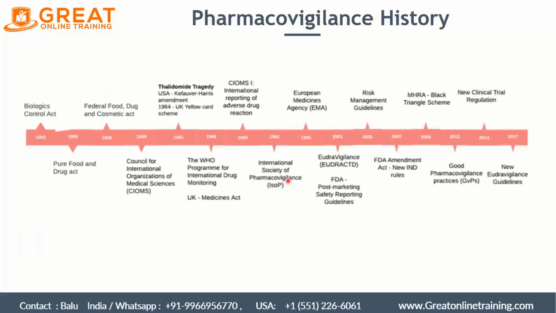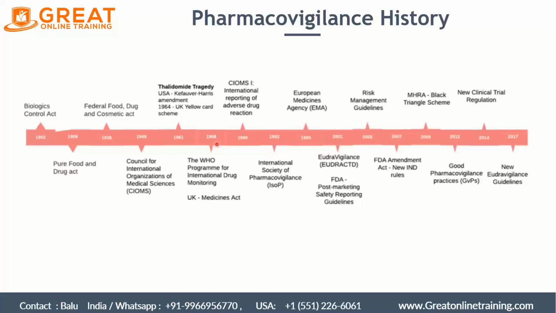Coming back to the history, after this thalidomide tragedy, the USA started adverse drug reaction monitoring of post-marketed products, and the UK initiated the Yellow Card Scheme, and also some other countries like Australia, Canada, Ireland, and the Netherlands set up procedures for systematic evaluation and collection of adverse drug reactions.